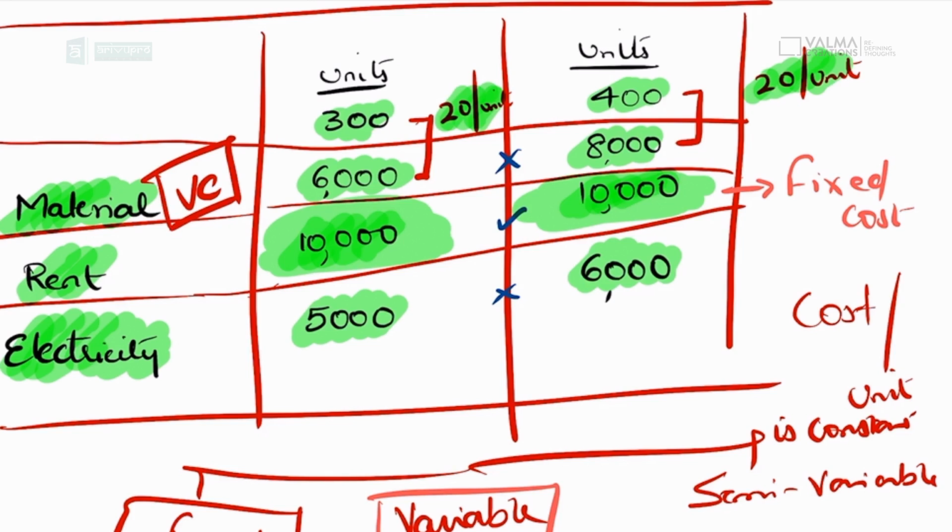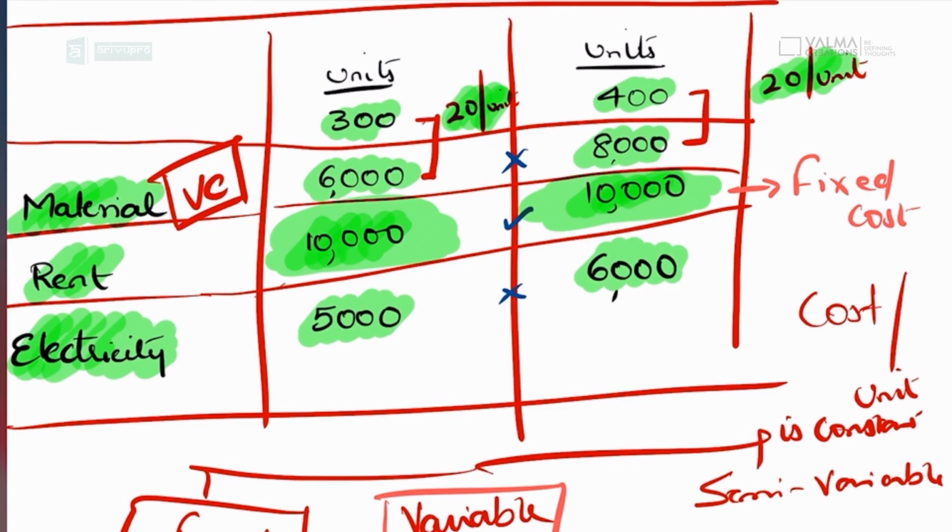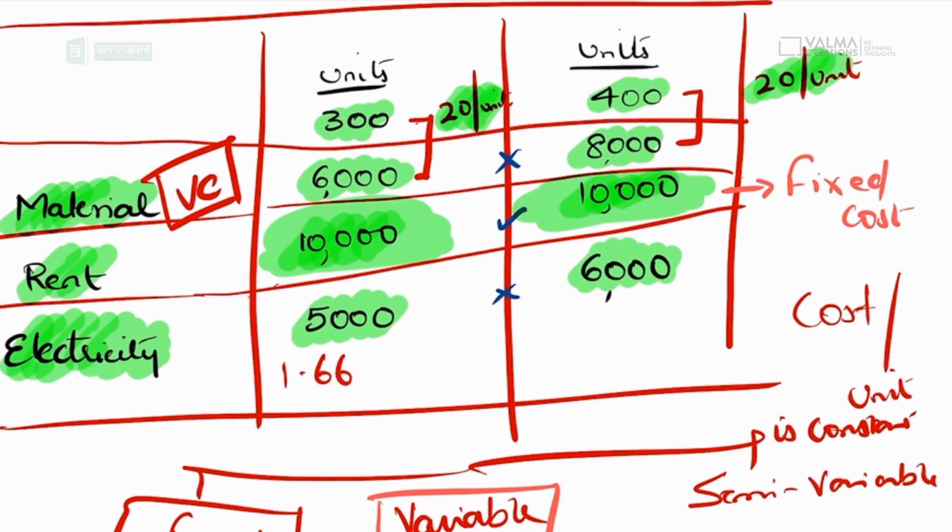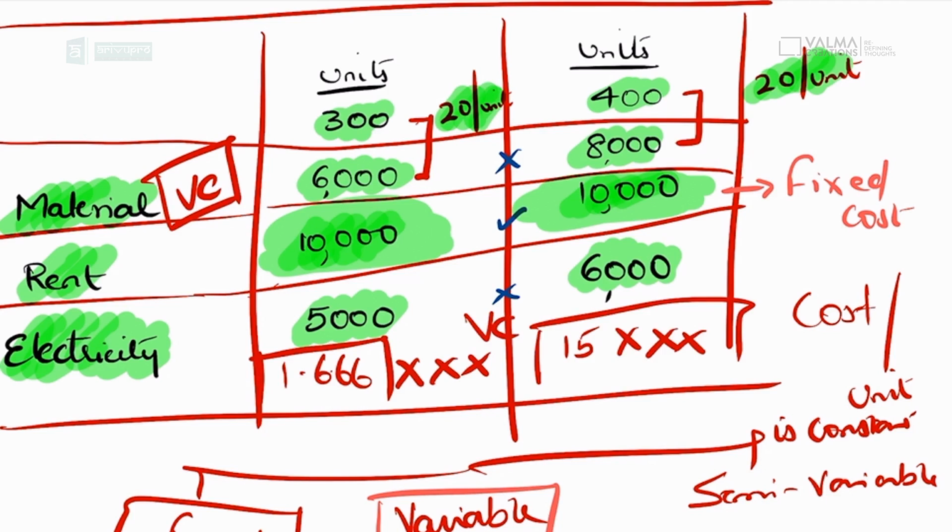Let me look into the electricity. 5,000 divided by 300 comes to around 16.66. 6,000 divided by 400 is 15. If you look into it, my cost per unit is not constant. Therefore, it is not a variable cost. So my fixed cost is a cost which is going to be constant, and my variable cost is a cost which is going to be constant per unit.